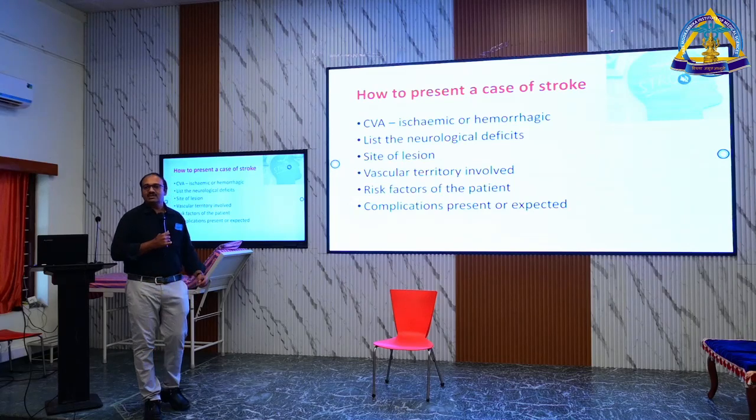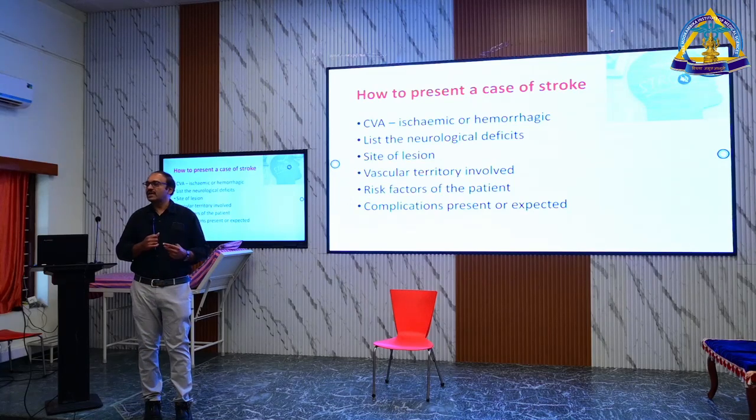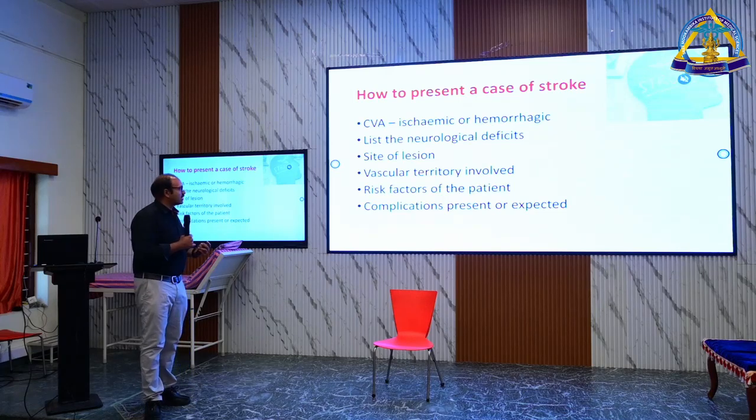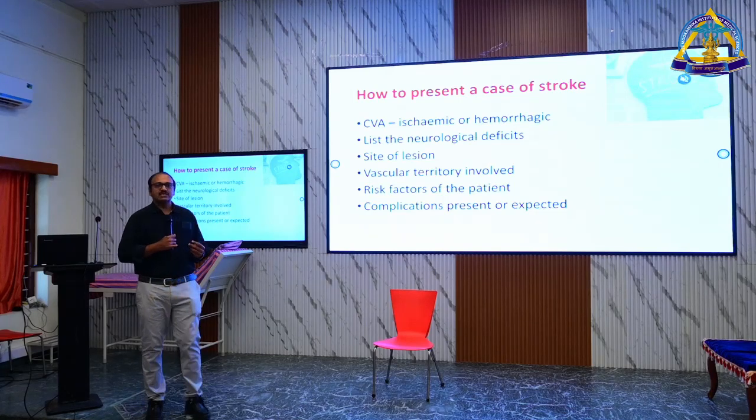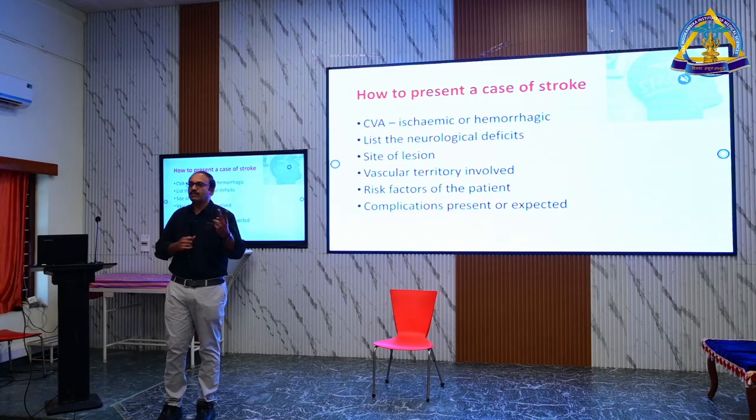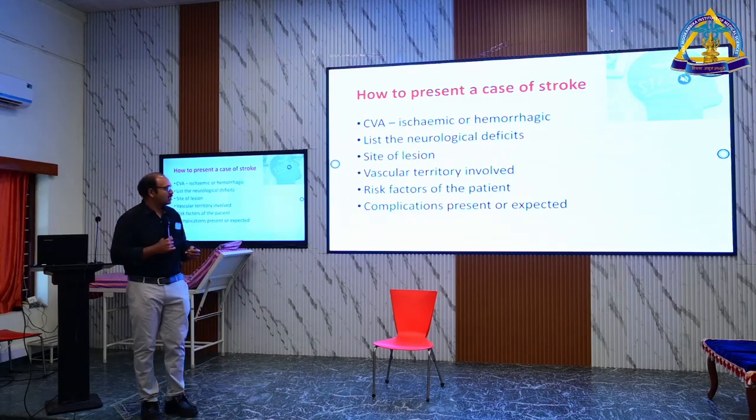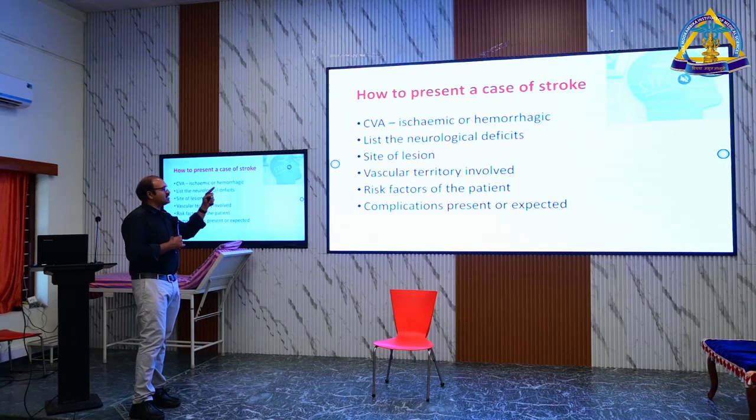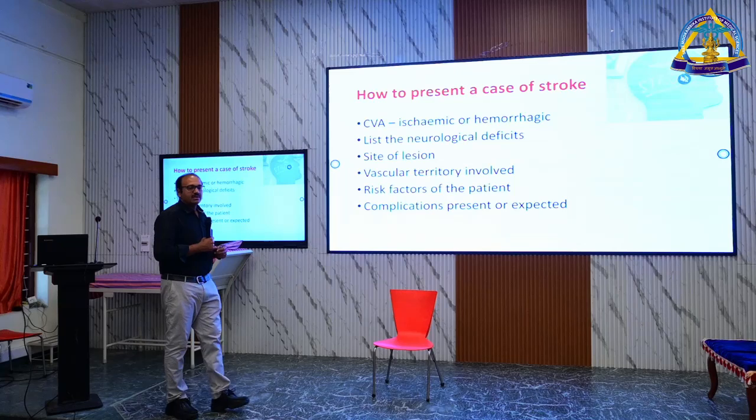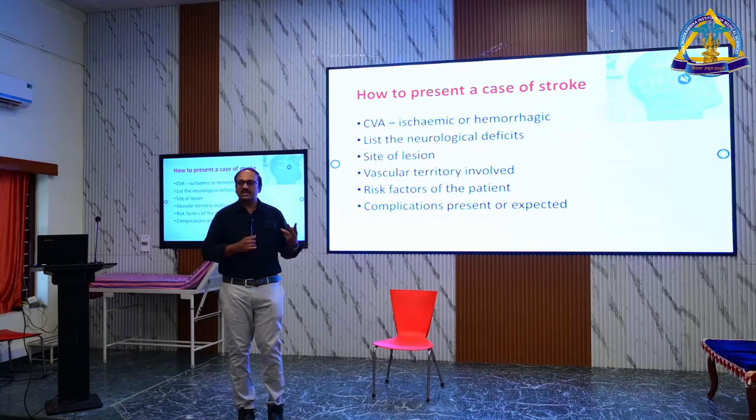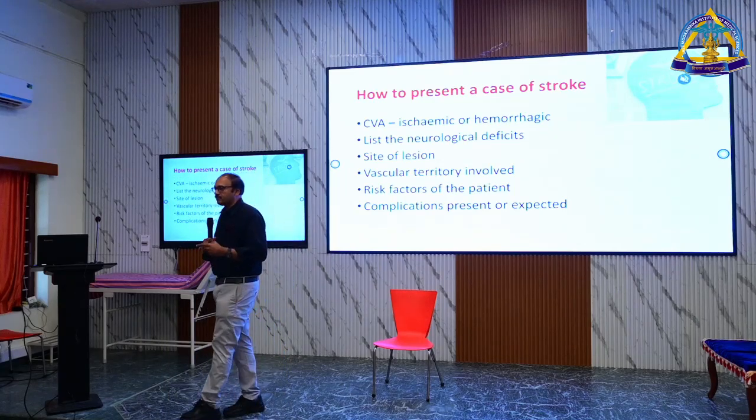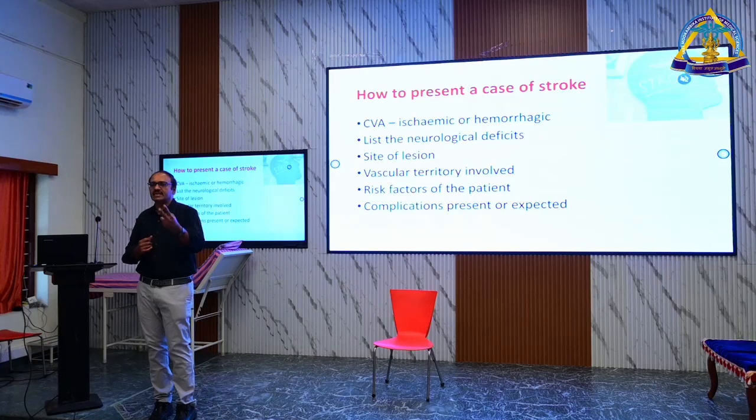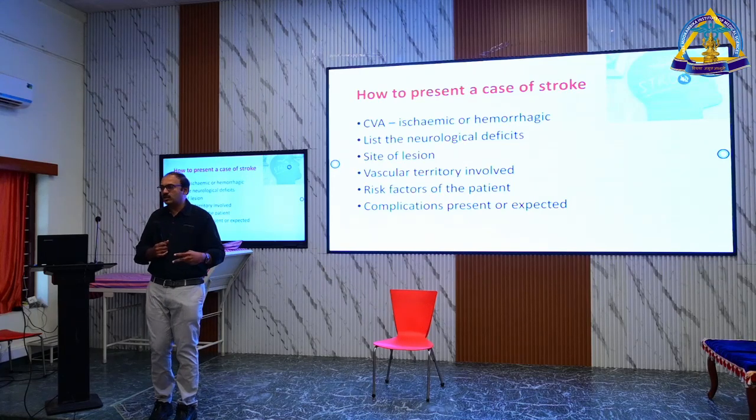Suppose it is an early morning stroke, you say this is more likely to be thrombotic stroke. With underlying atrial fibrillation or mitral stenosis, you say more likely to be embolic stroke. Then the site of lesion. You can say whether it is cortex, internal capsule, brainstem, spinal cord. In the brainstem, you can exactly tell whether it is midbrain, pons, medulla.